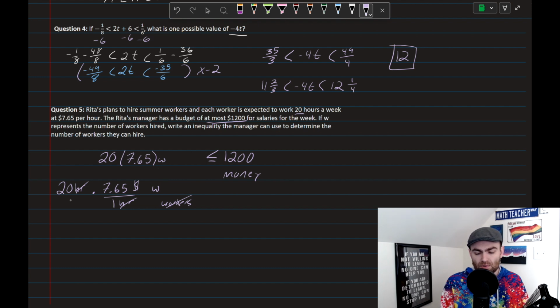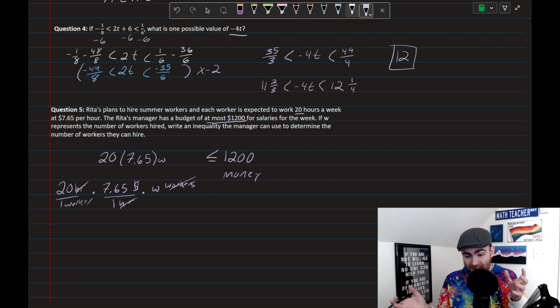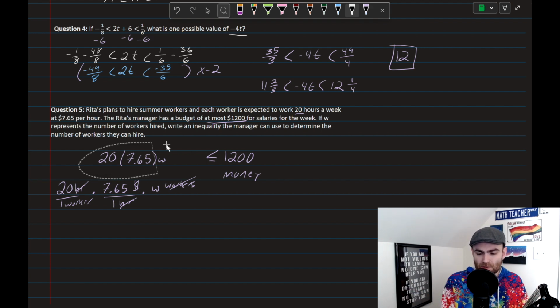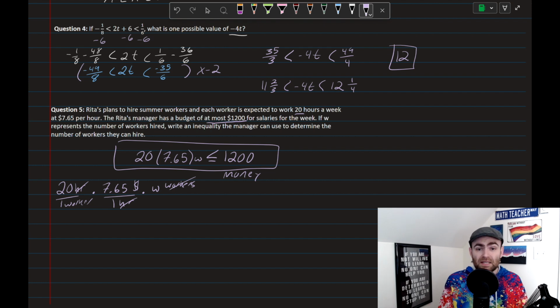So you can think of it, it's 20 hours per 1 worker. So when I multiply that by W, the workers there would cancel out. So as long as it makes sense and we have units that are compatible, then we have an inequality. So let's move this over to make this a little bit nicer. This would be our inequality. We could clean it up by multiplying, but we don't really have to, so I'm not going to fuss with it.